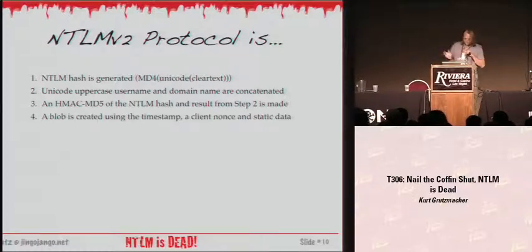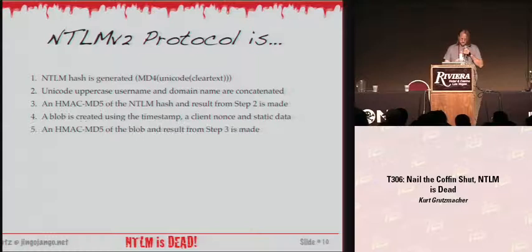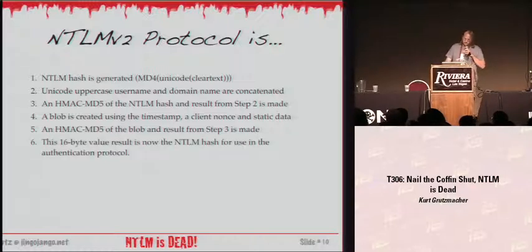Now, a timestamp is used to create a client nonce and some static data. The MD5 of that is the blob that's created in step 4, and the MD5 from step 3 are MD5'd again. And this is now the NTLM hash that is put into the authentication protocol. That's very complex for NTLM v2 now.